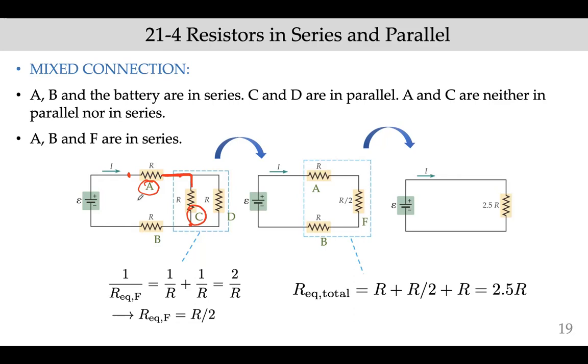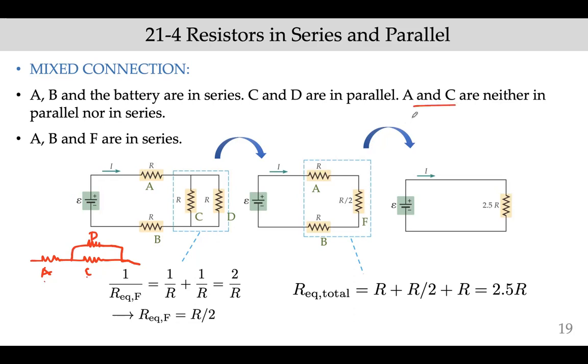Are they in series? Let's see. Series means one resistor comes after another resistor. But if you look here, after resistor A, there's this cable that splits into two, as C and D. So if this is A, then we have C, yes, but there's also another cable that comes out for the resistor D. So in this case, we cannot really say A and C are in series. They are not in series.